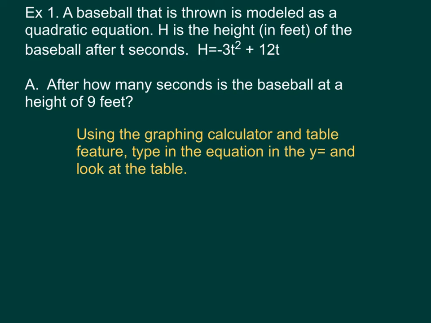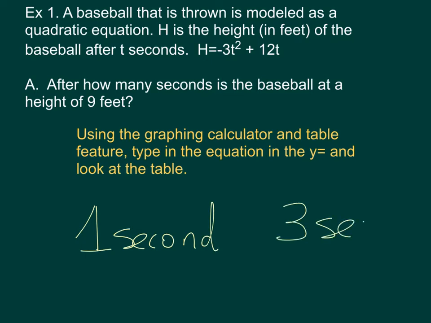All right, so this first part, what I did is I used the graphing calculator and typed in this equation right here. And then down here, I used the graphing calculator and the table feature to find where this was. I'm looking for a height of 9 feet. So we're talking about height. So I'm looking, where does the y equal 9? Okay, and when I did so, I discovered that it was 1 second and 3 seconds. Both of those are the answer. Okay?